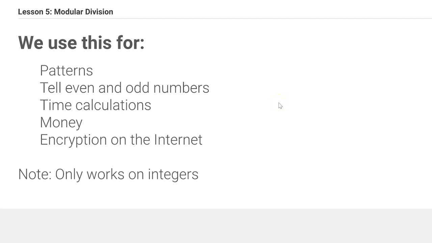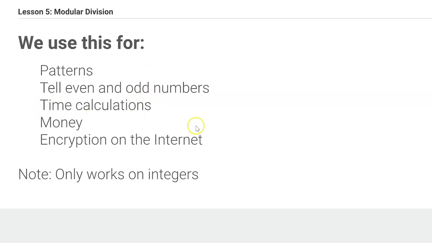So why is this useful? There are lots of times in programming when modular division actually helps us write a program that models the real world. Most of the time, it's going to be when we're looking for something that works in a pattern, right? Anything that repeats over and over again, we can model it using modular division, or mod. It's also really useful for telling even or odd numbers, and you'll see this later in the lesson. If you want to tell if a number is even or odd, you can mod by 2, and that answer will give you whether it's an even or odd number.